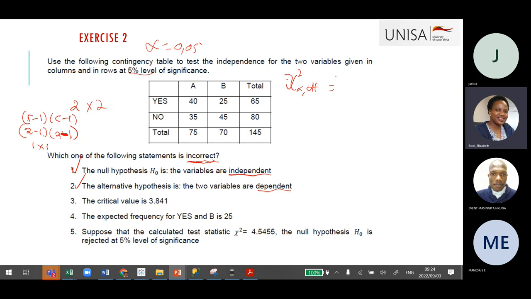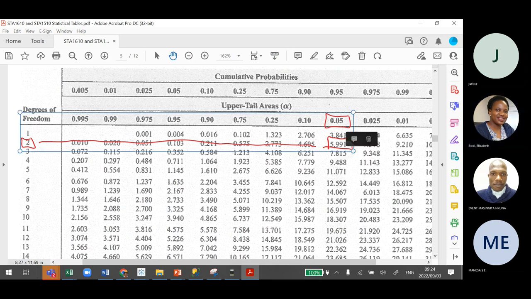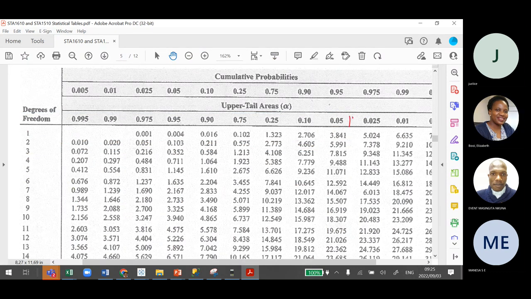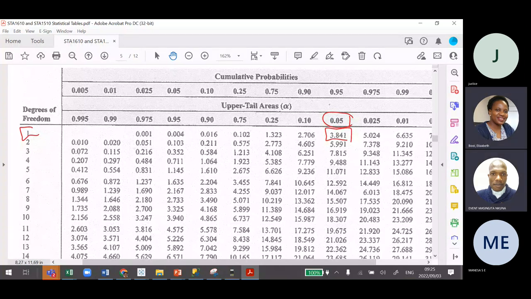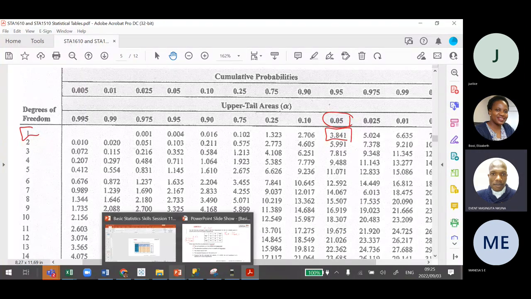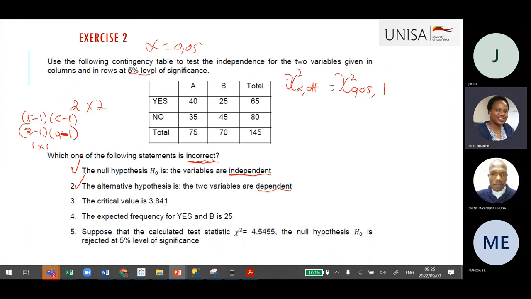So our critical value will be 0.05 and the degrees of freedom of 1. So you need to go to the table, 0.05, since that is what they gave us, and 1. Our critical value is 3.841. That means that is correct.